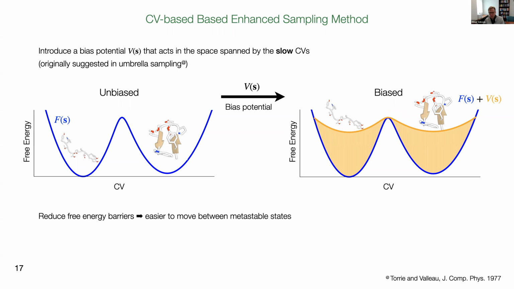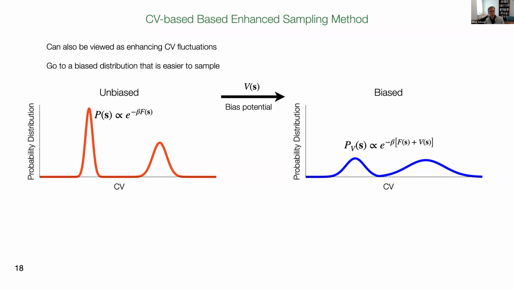This is what we see if we look at the free energy landscape, but equivalently, we could look at the probability distribution. What we're doing when we introduce this bias potential is enhancing the fluctuation of these collective variables. So we go from an unbiased distribution like shown here, where there's no probability in between the 2 states, and it's very unlikely to go between the 2 states, to something like here, where we have enhanced the fluctuation of the CVs and made it likely to go between the 2 metastable states.